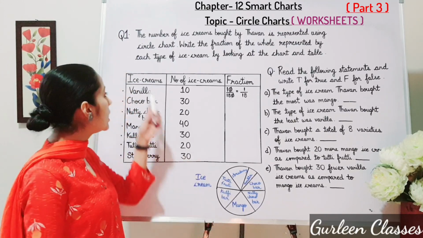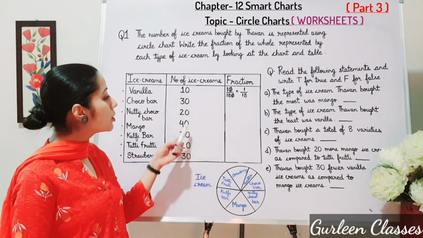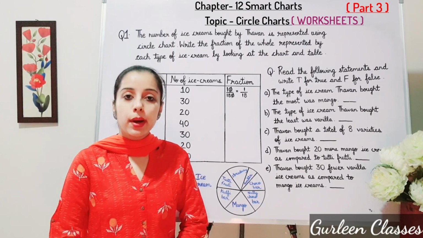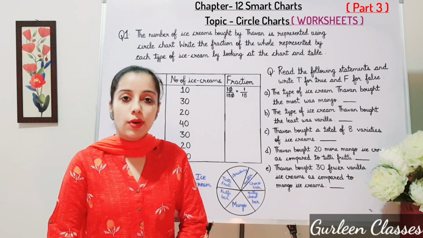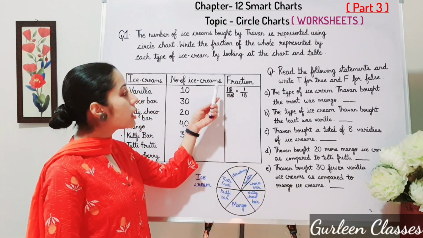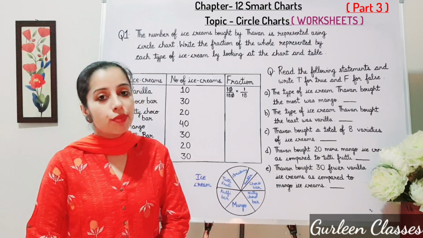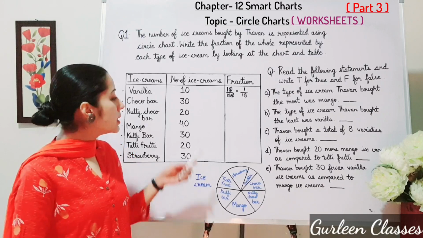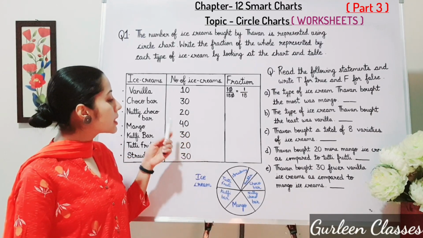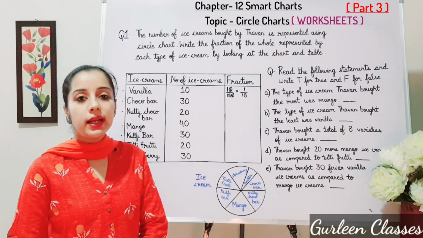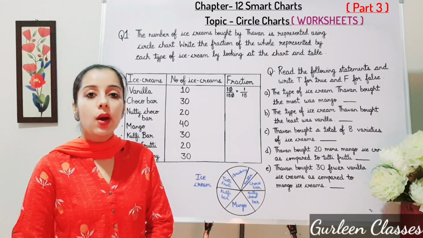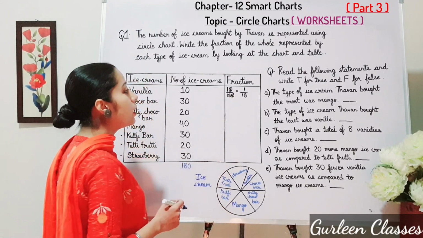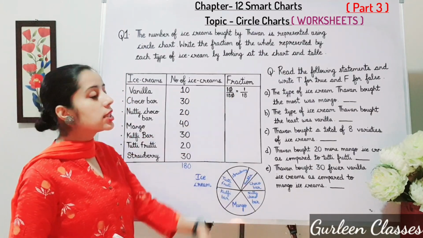So here you can see ice creams are written, and here number of ice creams, and here we have to find out the fraction. So first is vanilla ice cream. Number of vanilla ice creams are 10. And how to find out fraction? Number of vanilla ice creams upon total number of ice creams. If you count 10 plus 30, 40. 40 plus 20, 60. 60 plus 40, 100. 100 plus 30, 130. 130 plus 20, 150. And 150 plus 30, 180. So right here, 180. And how we have to find out fraction? 10 upon 180, that is 1 upon 18.